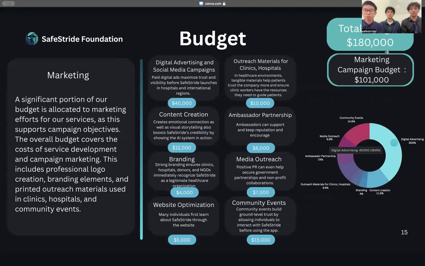Budget. Now, towards our budget, we decided the $180,000 would be financially stable enough for us to start our business. Towards our market, we decided the $101,000 we use towards that. Our main goal we're using towards digital advertising and social media campaigns, using $40,000 of our budget. Partnering with Adobe, we will be able to use paid digital advertising to maximize the trust and visibility before SafeStride will launch in hospitals and international regions.